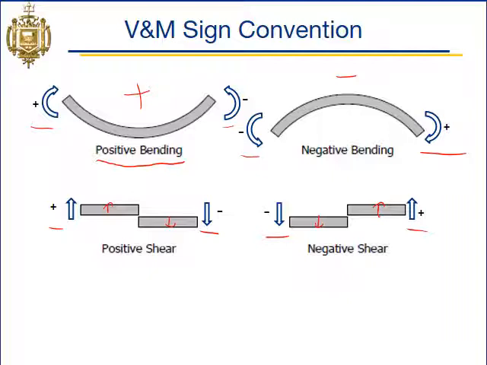So the lowest value of shear is 0, and same thing with moment. The lowest value of moment is 0. So negative moments on our diagrams will just indicate negative bending, and negative shear would just indicate that the left block will move down relative to the right block.